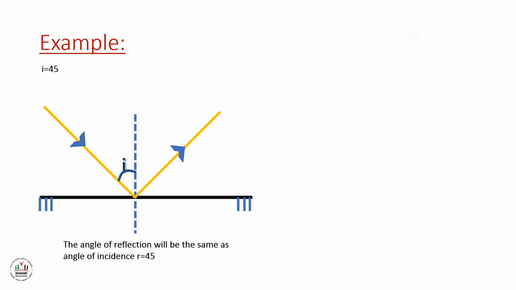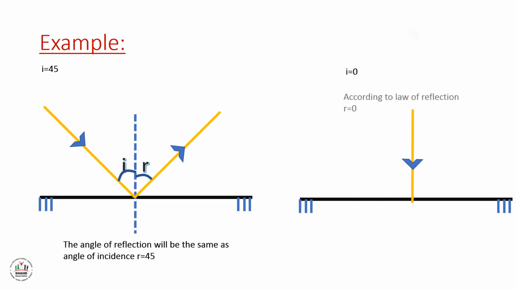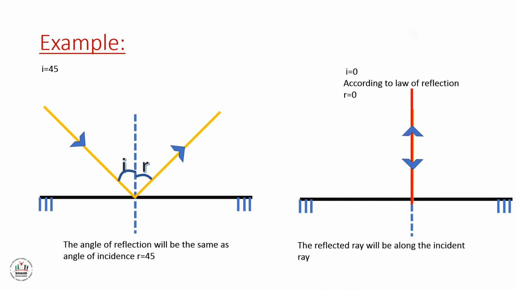The second case is when the incident ray hits the mirror at a 0 degree of angle of incidence. According to the law of reflection, the angle of incidence is equal to the angle of reflection. So R, which is the angle of reflection, in this case will be 0 degrees, and it will be reflected normally on the incident ray. Here, don't forget to put the arrows to specify the direction of each ray.